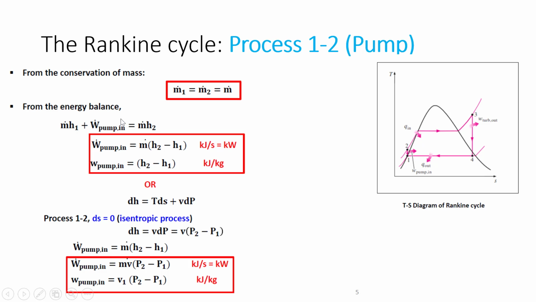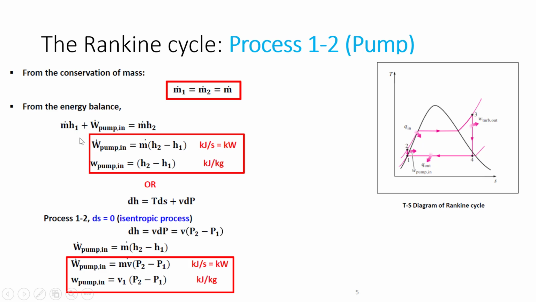So we can write the energy balance equation as m dot times H1 plus W dot pump in equal to m dot H2. The dot means rate. So here, W pump in is the work rate. Okay, so W dot pump in equal to m dot times (H2 minus H1).